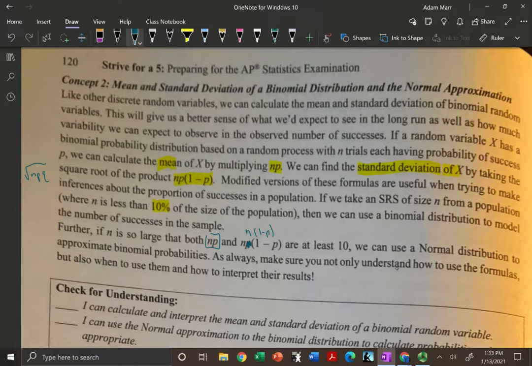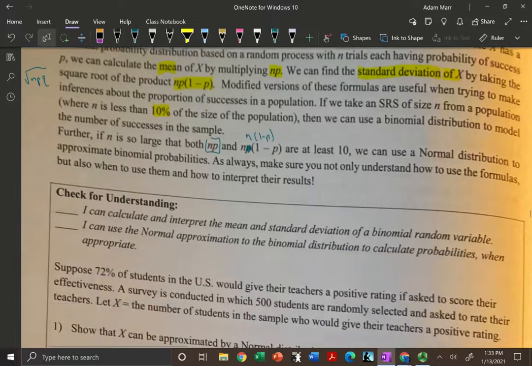As always, make sure you not only understand how to use the formulas, but also when to use them and how to interpret their results. Okay, no problem. So let's take a look right here.